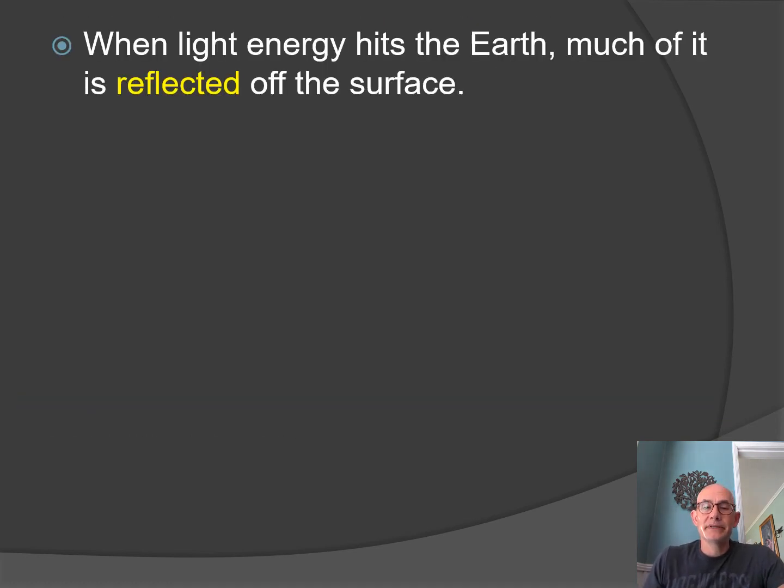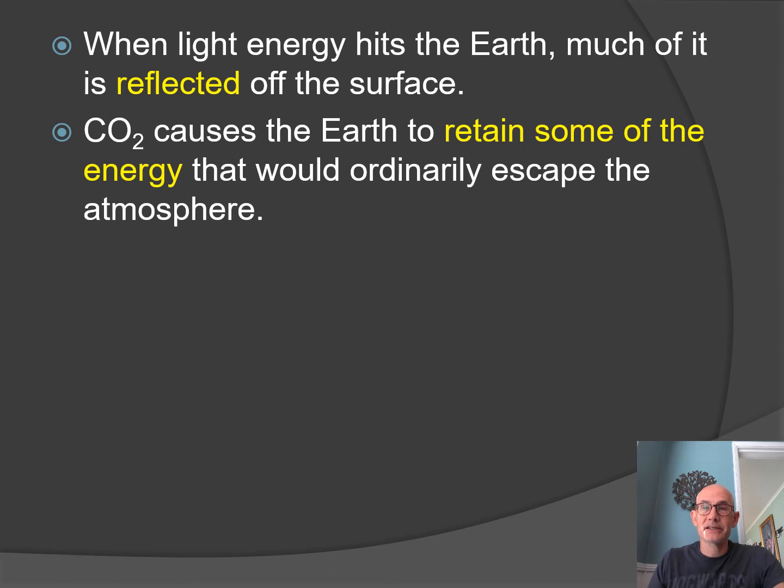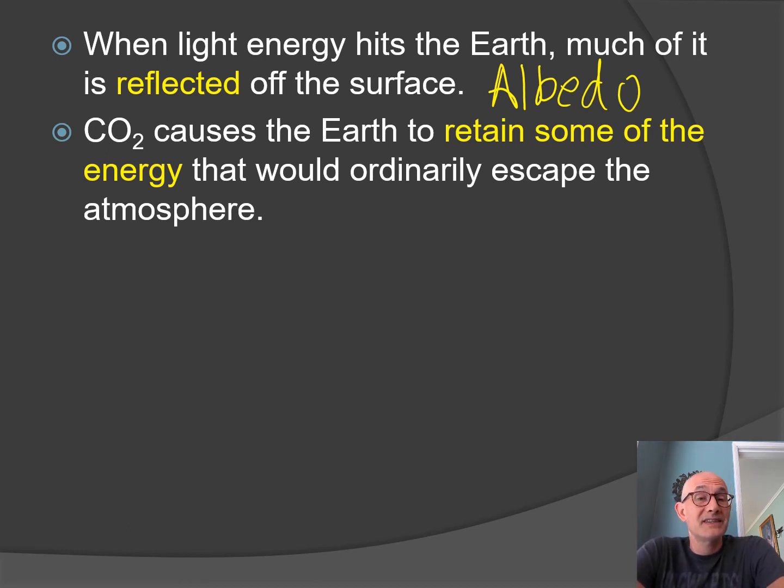But what happens is the sunlight comes in, and it is absorbed by the planet. Some of it is reflected. The higher the reflective surface, the more of the light that is not absorbed as heat. That's known as the albedo effect. So something with a high albedo is going to reflect a lot of light. Stuff like ice reflects a lot of sunlight. Therefore, that sunlight is not converted to heat.